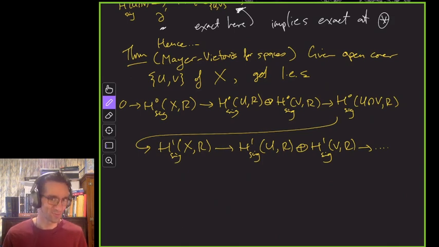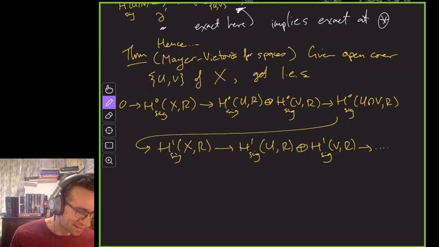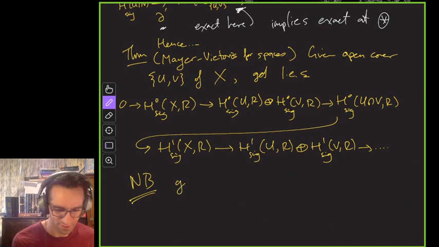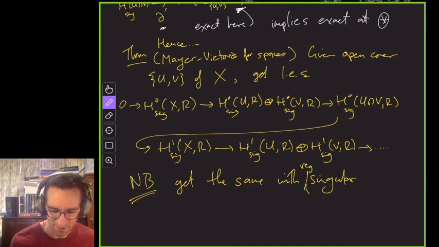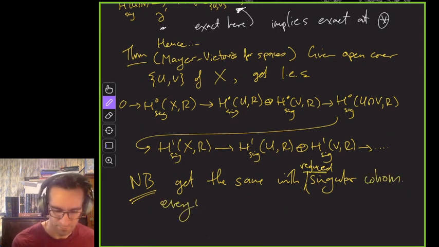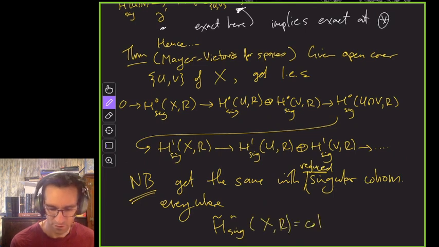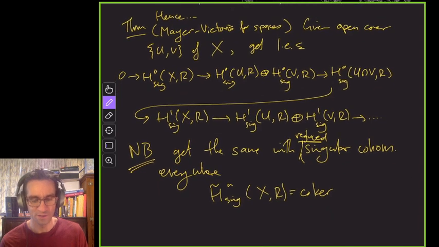I mean, the real singular cohomology of X. Okay, and so I also note we get the same with singular cohomology everywhere. Singular. Reduced. This is already singular. So for spaces, we don't even need to choose a base point. We can define it.